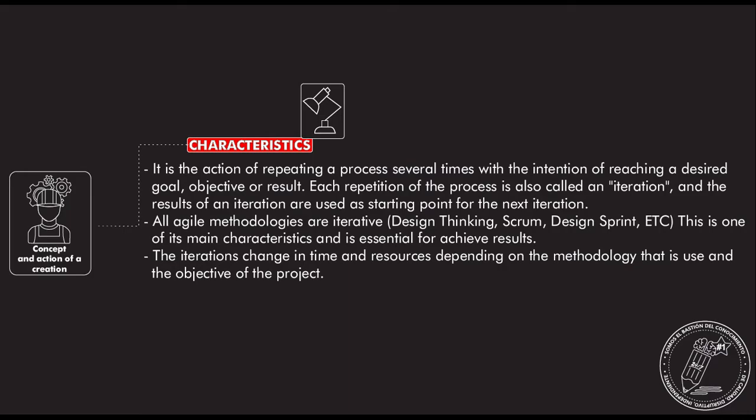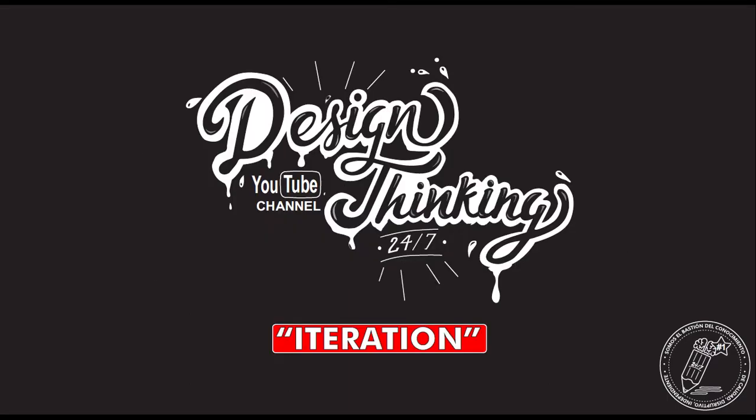All agile methodologies are iterative: design thinking, Scrum, design sprint, etc. This is one of their main characteristics and is essential for achieving results. The iterations change in time and resources depending on the methodology that is used and the objective of a project. Okay, so when we talk about iteration, it's extremely important to understand that all agile methodologies have the same concept. However, sometimes it changes a little bit, but basically it has the same structure.